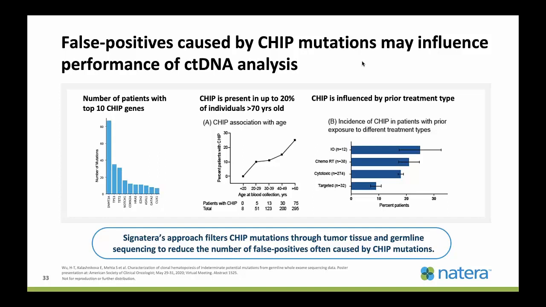Among patients who had undergone treatment prior to sample collection, CHIP mutation incidence was lowest in patients who were treated with targeted therapy, at 9%. Compared to those patients who had received prior cytotoxic treatment, 18% of the patients had detectable CHIP. And of patients who had chemoradiation, 21% had detectable CHIP, and it was highest in patients who were treated with immunotherapy. So the Signatera assay filters CHIP mutations through tumor tissue and germline sequencing, thereby ultimately reducing false positive results, and it focuses on tumor-specific mutations for each patient.